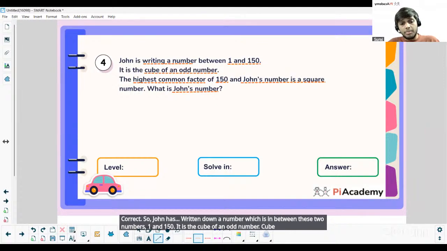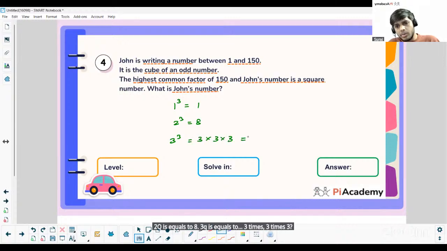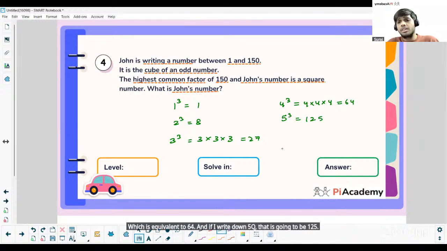Cube of a number means if I start from 1, 1's cube is going to be equal to 1. 2 cube is equal to 8. 3 cube is equal to 3 times 3 times 3, which is 27. If I calculate 4 cube, that is 4 times 4 times 4, which is equivalent to 64. And 5 cube is going to be 125. You guys should at least know all the cube numbers till 10. Make a chart of it and try to remember it every day.